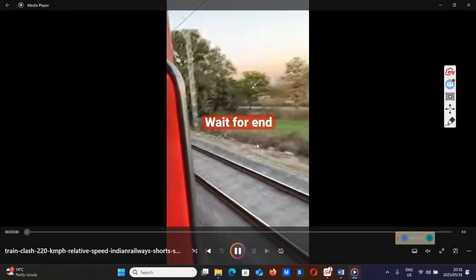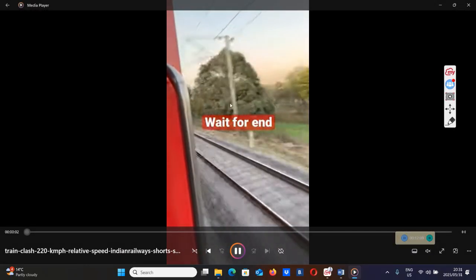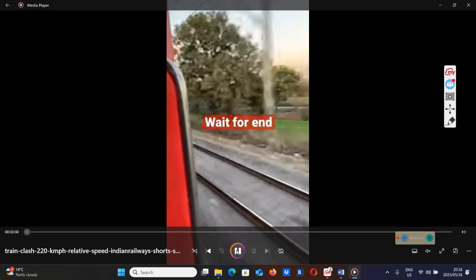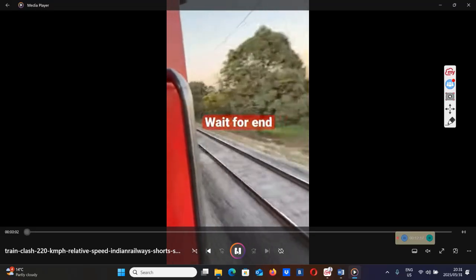Let's observe that. Look at these trees. They are moving backward, but at a lower speed. But look at now here. You see this other train moving very, very fast, passing like that. So that is a very, very fast speed.